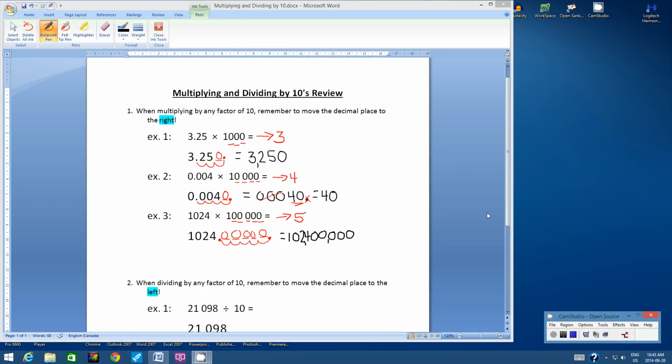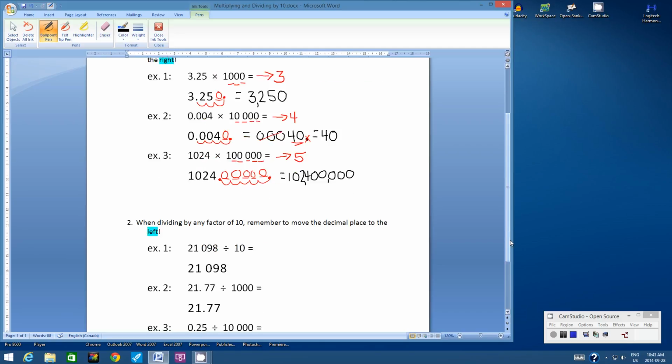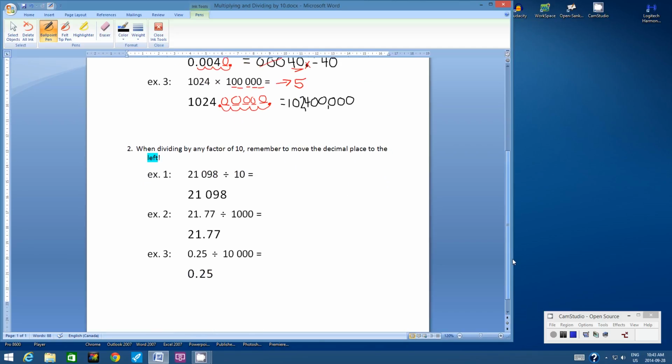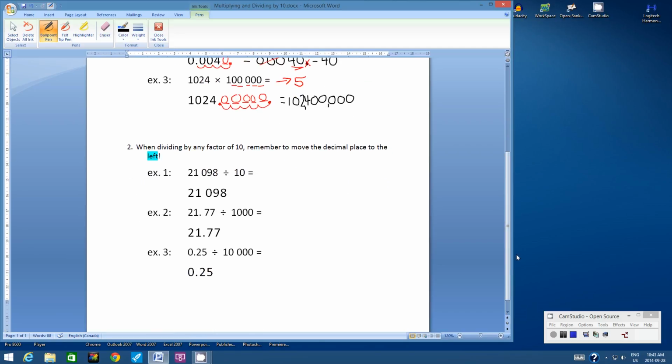So let's review dividing. When dividing by any factor of 10, remember to move the decimal place to the left. So, dividing, we have to move the decimal place to the left. So, let's work through our three examples. Example 1, 21,098 divided by 10. Well, 10 has only one zero, so we're only going to move the decimal place one place to the left.